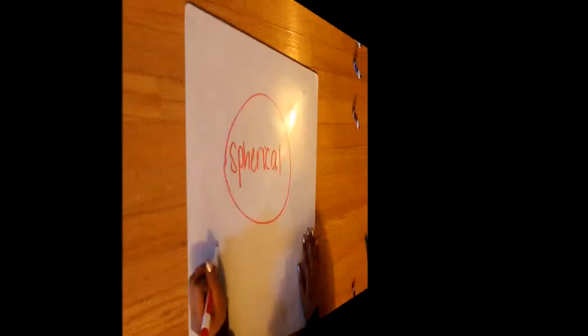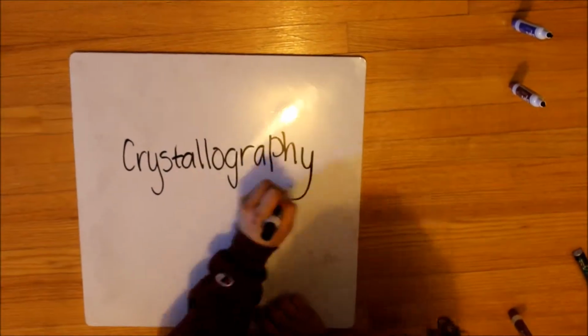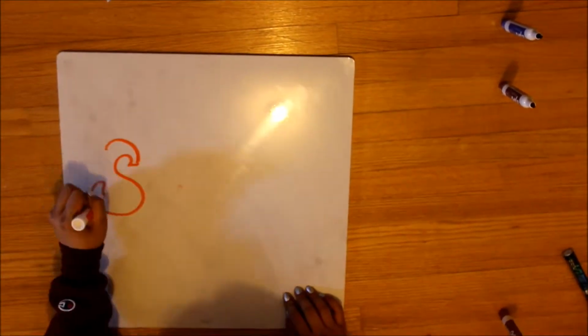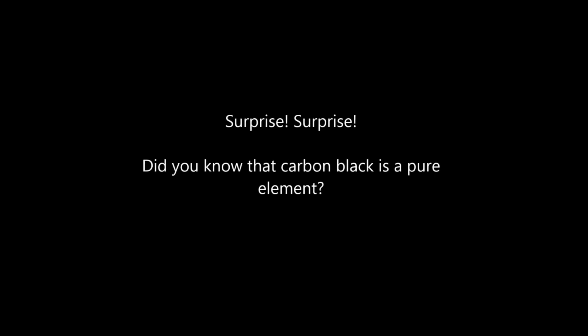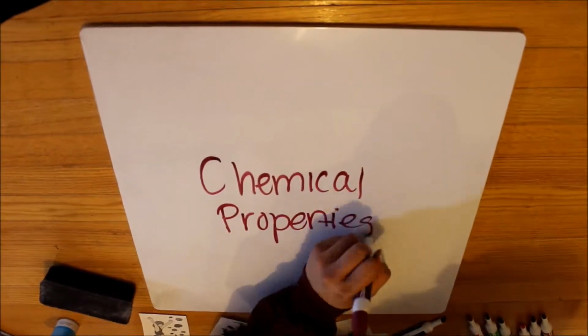And it is spherical, irregular, crystal, and flaky, and the crystallography is hexagonal, and also it is insoluble, and last but not least, it is a solid. Surprise, surprise! You know that carbon black is a pure element? Probably not. Also, as for the chemical properties, we'll start off with conductivity.